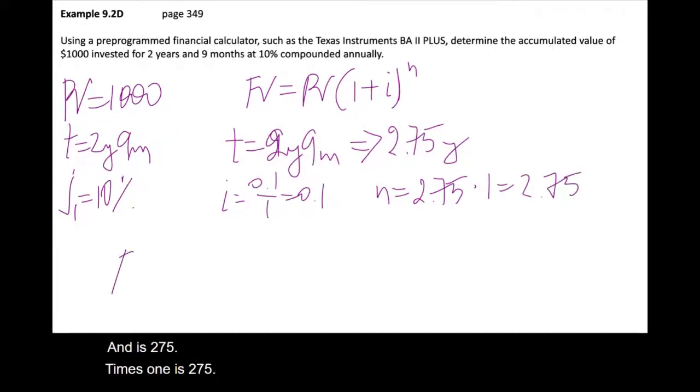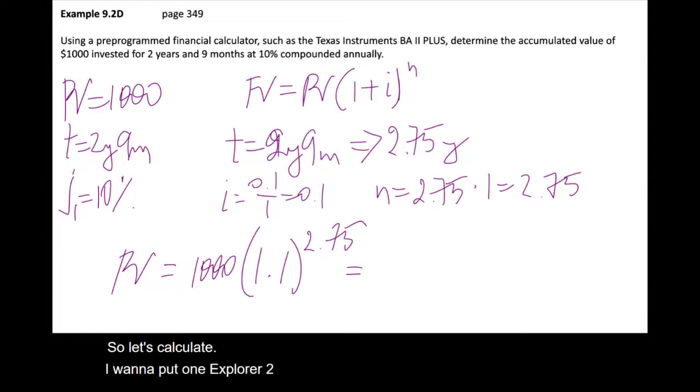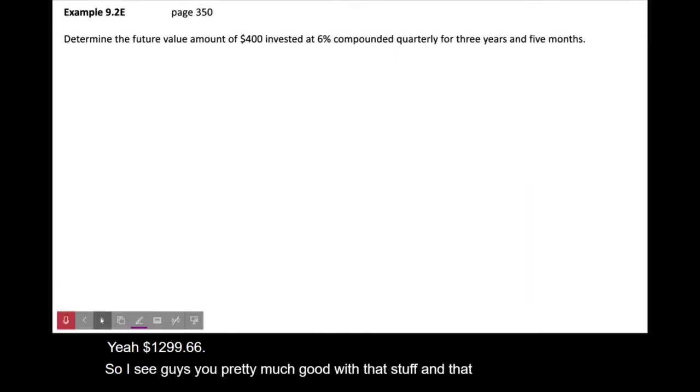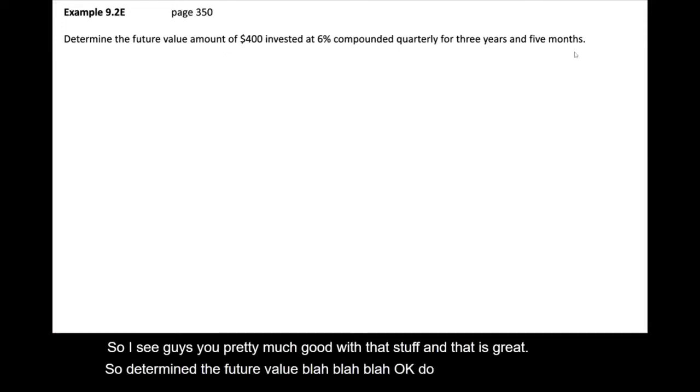Right, so the future value is $1,000 times 1.1 exponent 2.75. So let's calculate 1.1 exponent 2.75 times $1,000. $1,299.66. So I see, guys, you are pretty much good with that stuff, and that is great. So determine the future value, and so on. Okay, do it. Take 2 minutes, please.